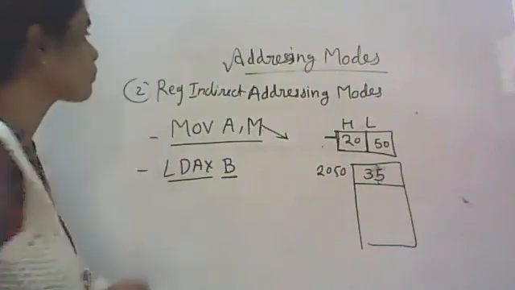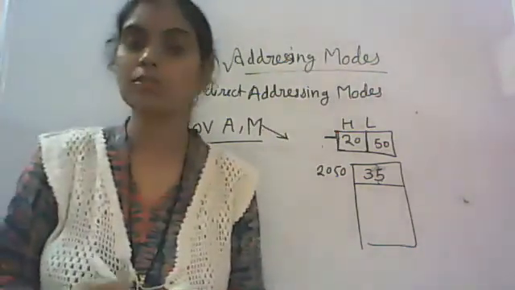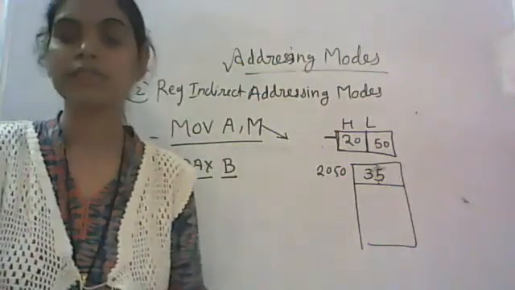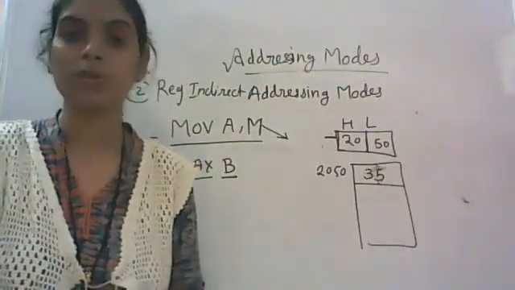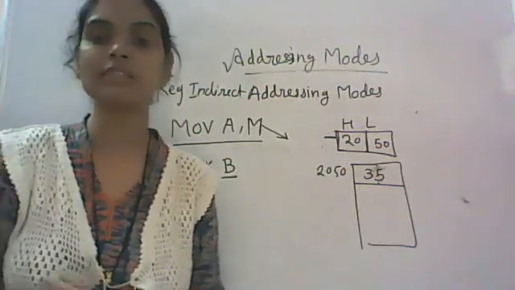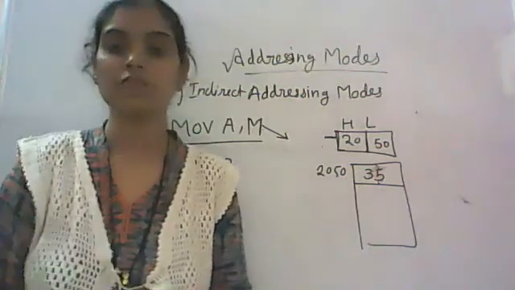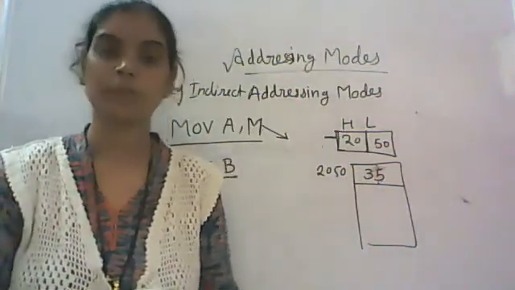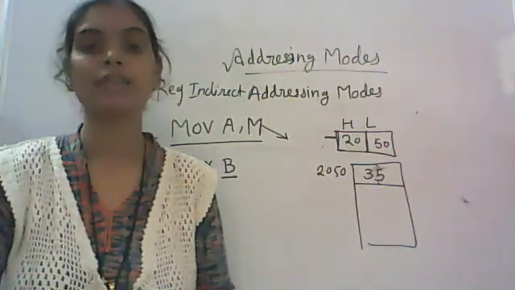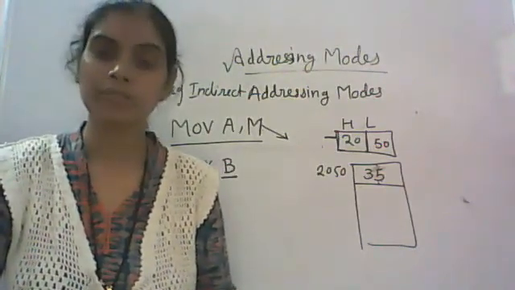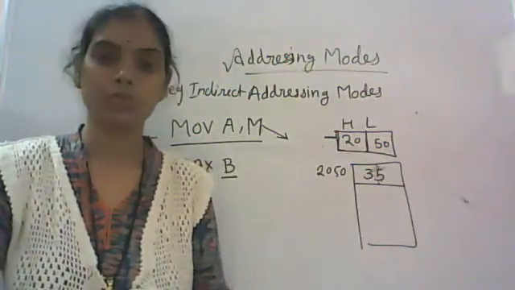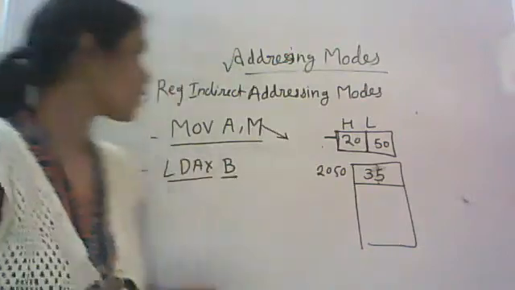It's about the register indirect addressing mode. In register indirect addressing mode, data to be operated is available inside the memory location, and that memory location is indirectly specified by the register. Now we see the next addressing mode, that is implied addressing mode, or you can say implicit addressing mode also.